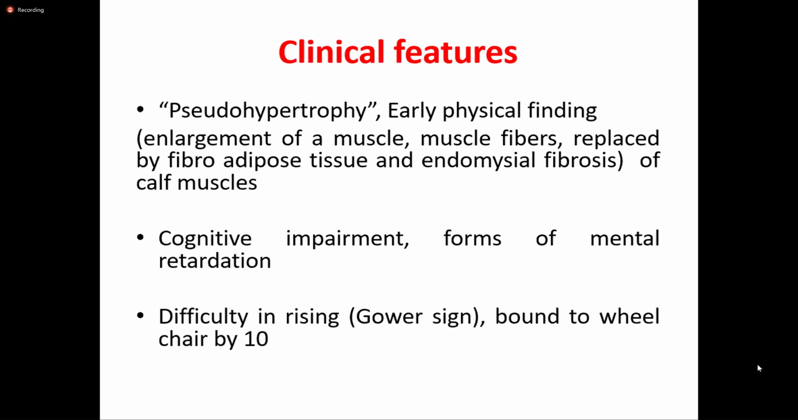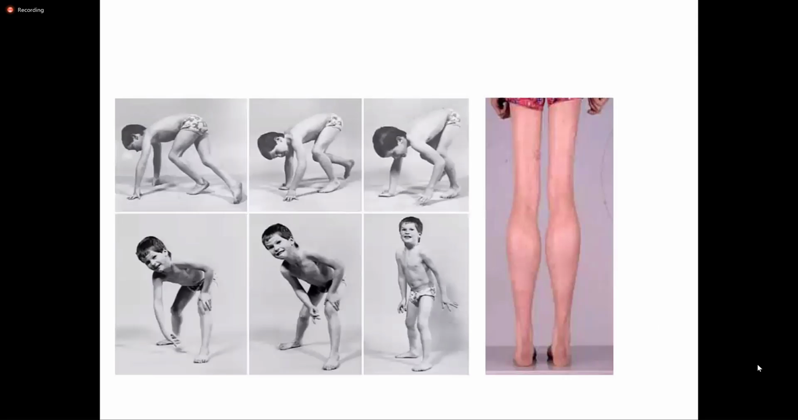And by the age of 10 years, they are wheelchair bound. Like this, it becomes very difficult for them to stand up. There is pseudohypertrophy of the calf muscle. When they try to stand up, they have to put their hand on the knee for support, and this is known as the Gower sign. By the age of 10 years they are wheelchair bound, and they also present with walking difficulty, clumsiness and even mental retardation.